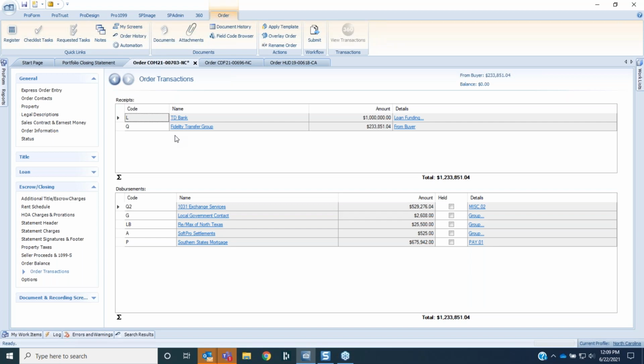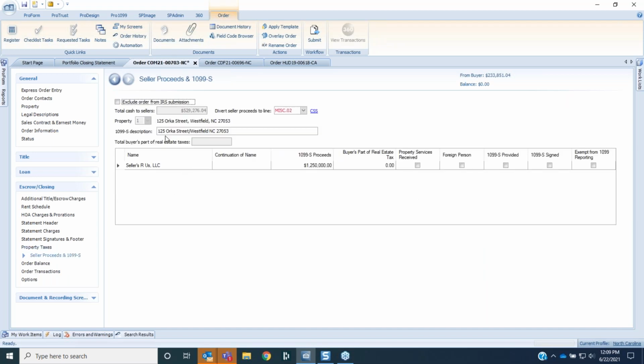To go back to the 1099 conversation that we just had, if I go back to my seller proceeds in 1099, notice that the name on the 1099 still says my seller. One of the options that we have within our sales proceeds in 1099 screen is the property services received checkbox. When I check off this checkbox, I'm telling my 1099 document to mark off that this transaction for the seller, either all or part of it, is part of a 1031 exchange. So let's go ahead and look at that document.